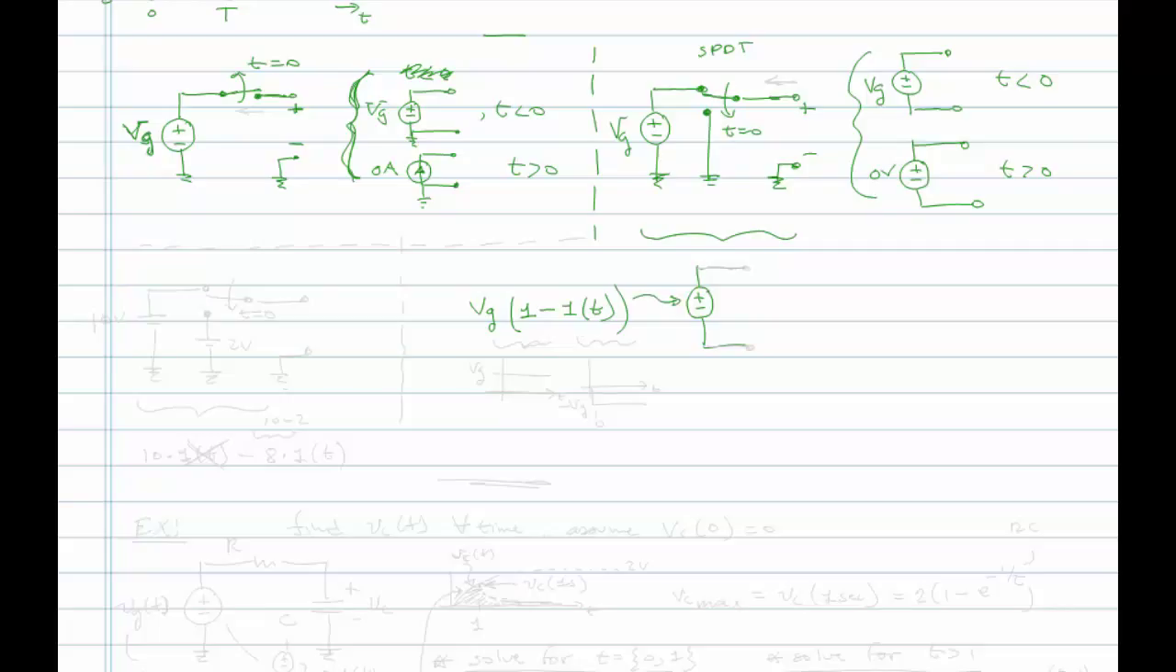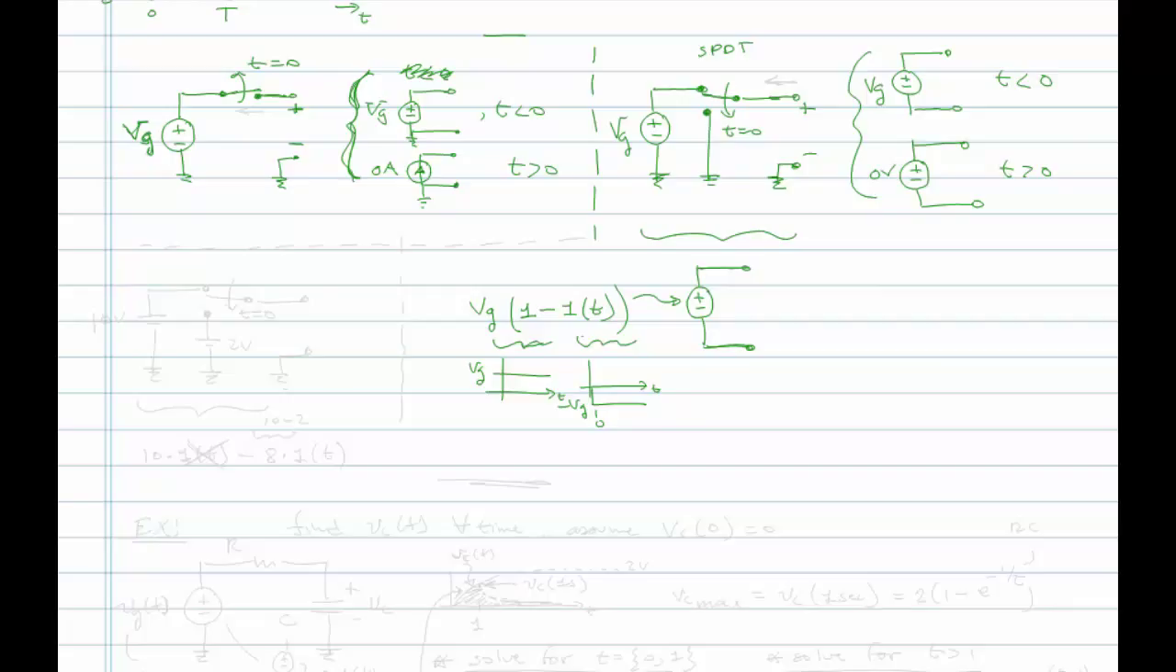All right, so the first part here is just constant at VG. The second piece here, scaled by Vg, is going to be something that steps down to minus Vg at time 0. Okay, so we can use the unit step to represent a switch with a voltage source, provided that it's a switch that's a single pole double throw.